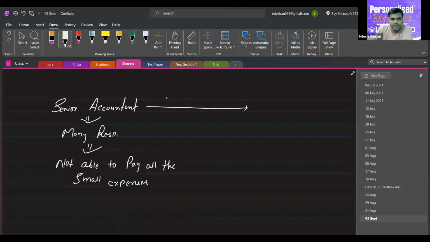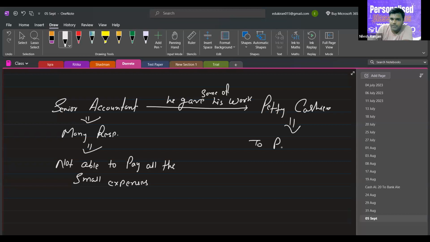So he gave some of his work to the petty cashier. And what is this work? To pay the small expenses. Okay. Is this clear?